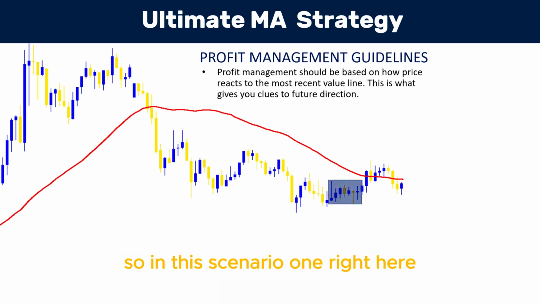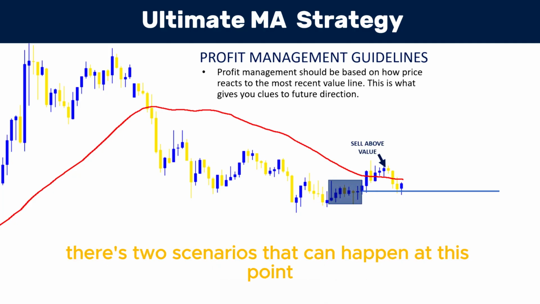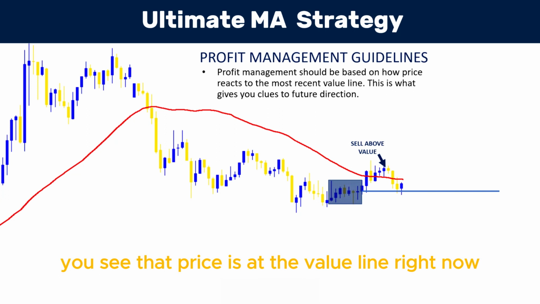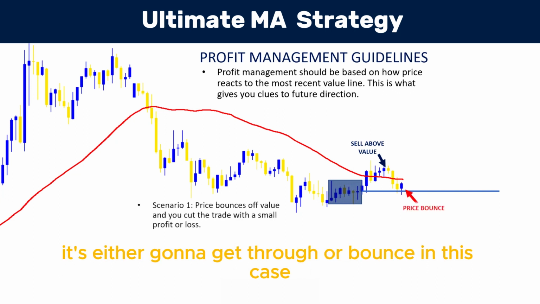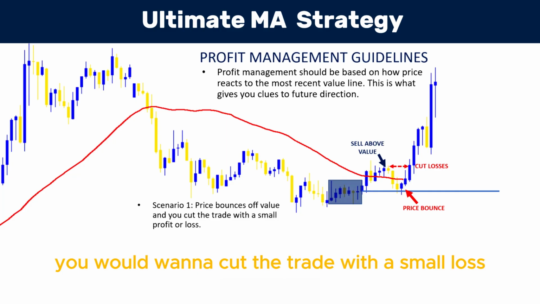So in this scenario 1 right here, you've sold above value. Let's say that this is your lower time frame. There's 2 scenarios that can happen at this point. You see that price is at the value line right now. It's either going to get through or bounce. In this case, we have a bounce. In this situation, you would want to cut the trade with a small loss.